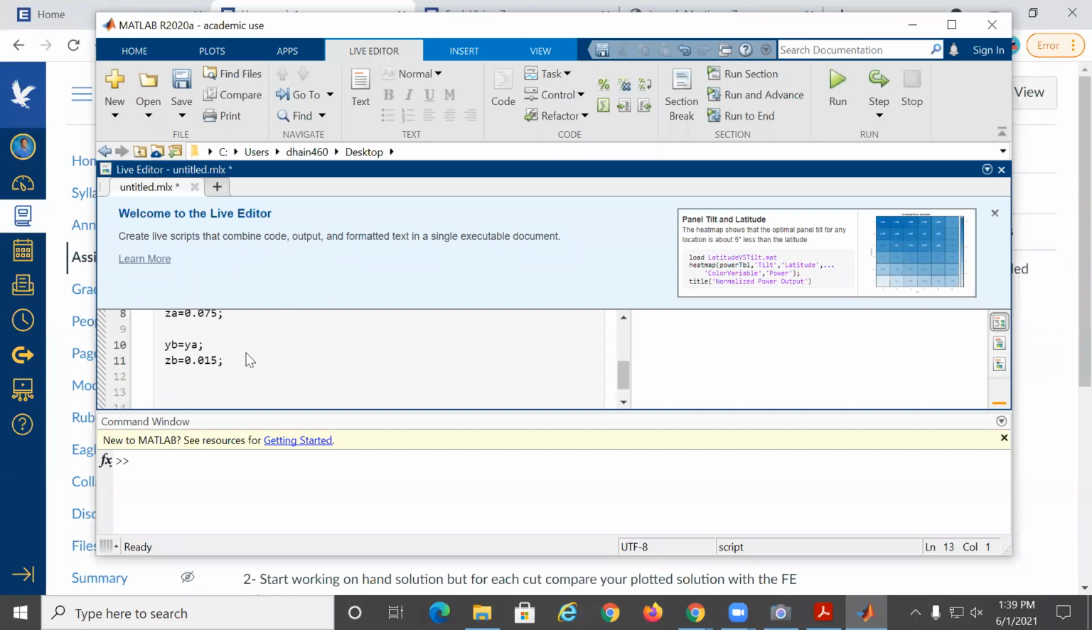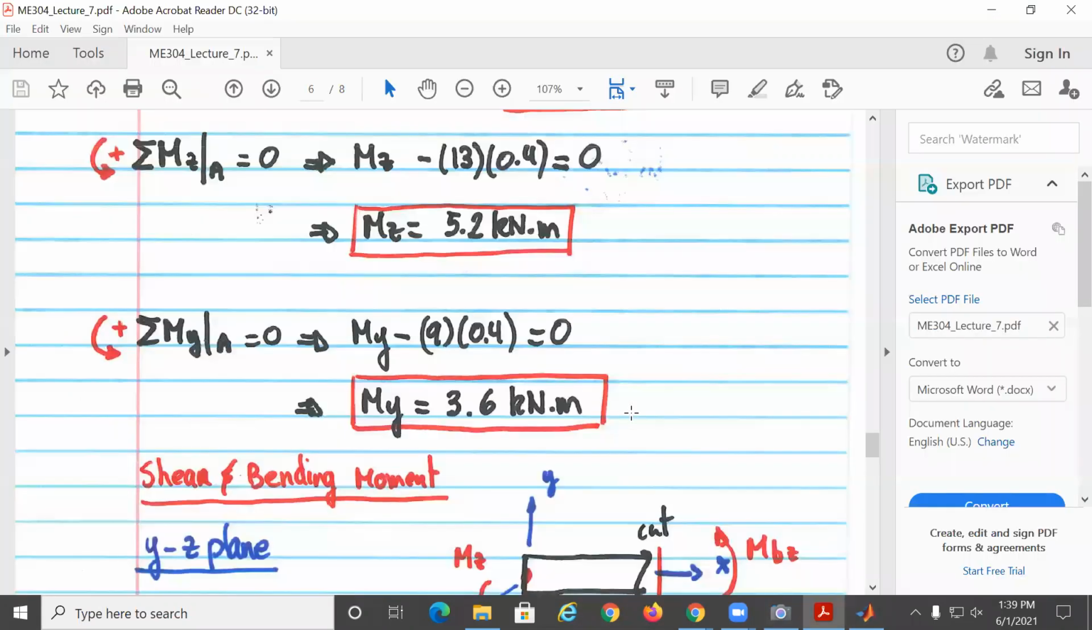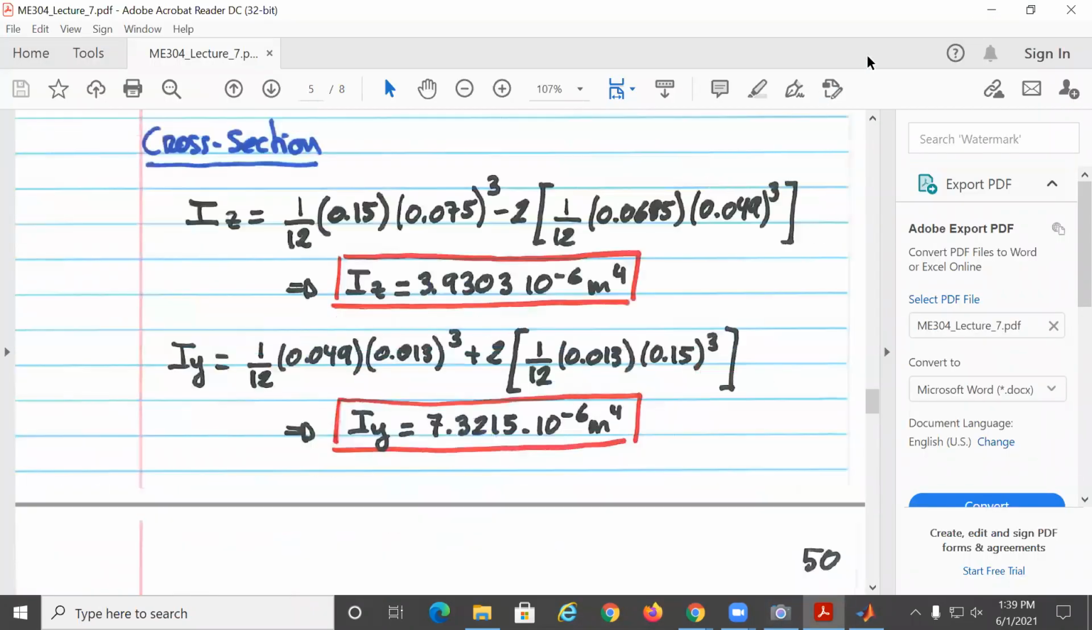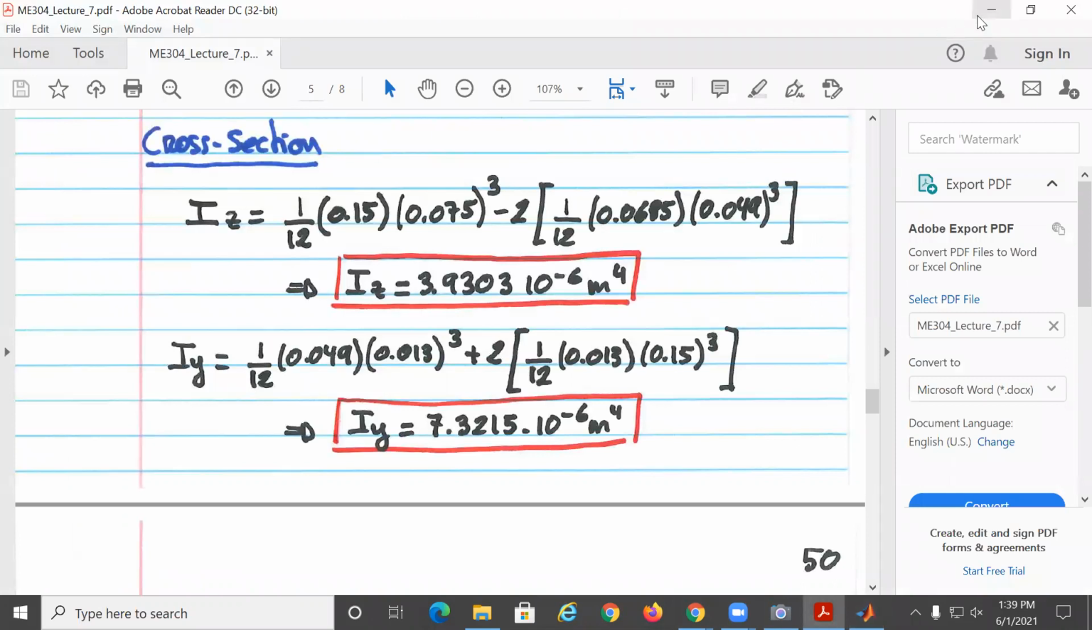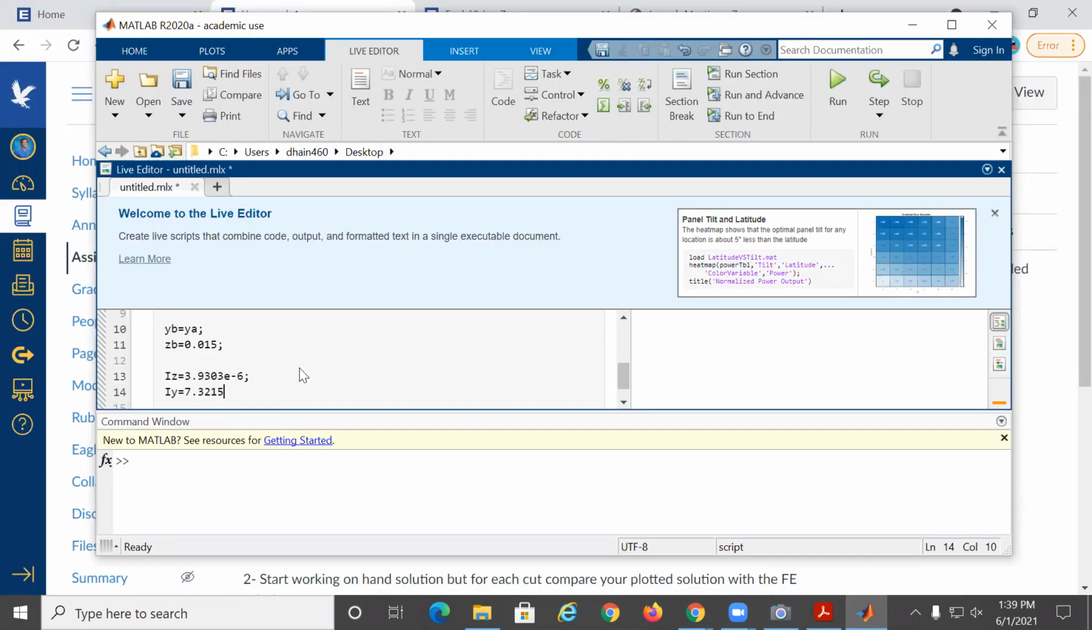Now, from before, we know that I sub Z is equal to what? I sub Z we calculated to be equal to 3.9303 10 to the minus 6. So, 3.9303 exponential minus 6. And IY equal to, how much was it? 7.3215 to the minus 6.